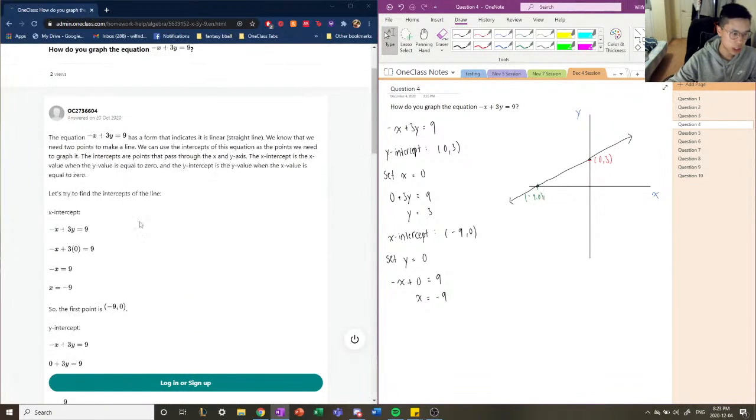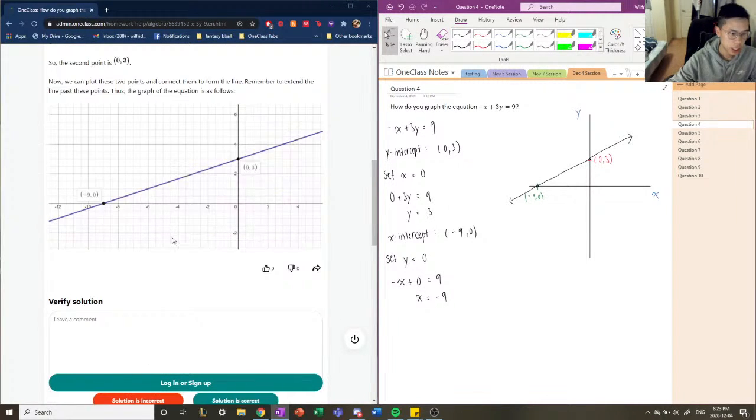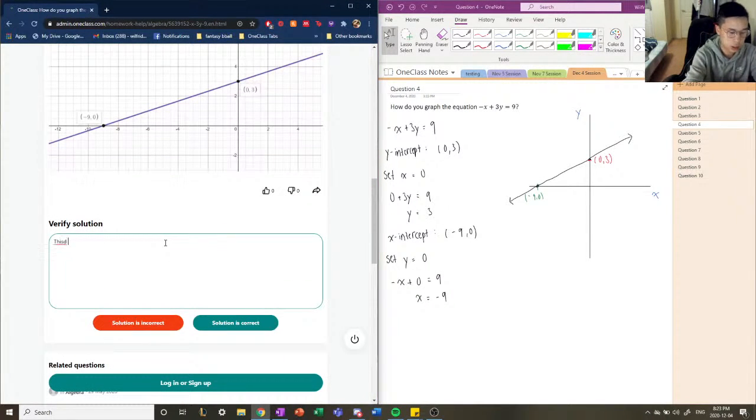The junior tutor also did the same thing. They found the x-intercept and the y-intercept, and they graphed our equation. So this solution and graph are correct.